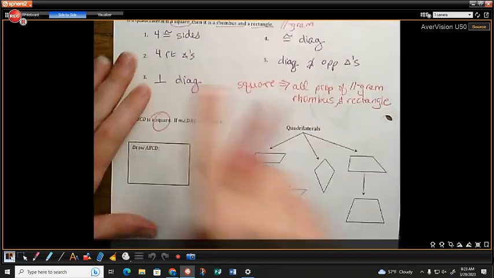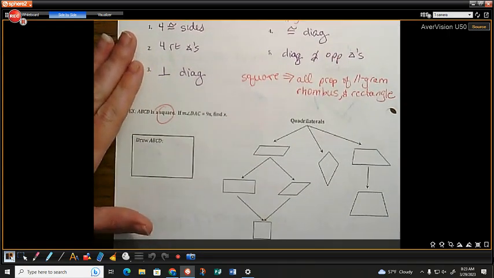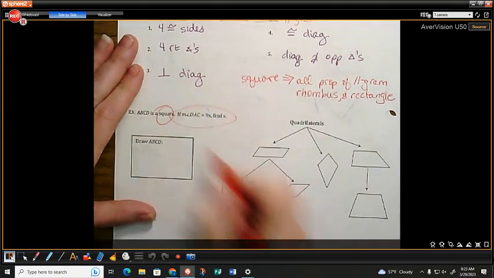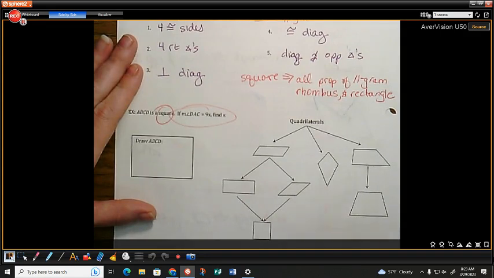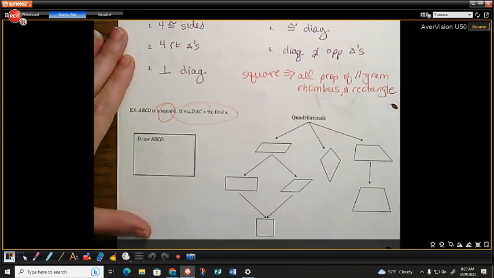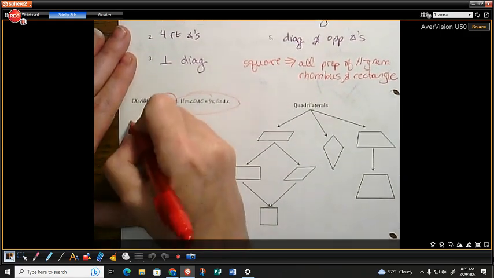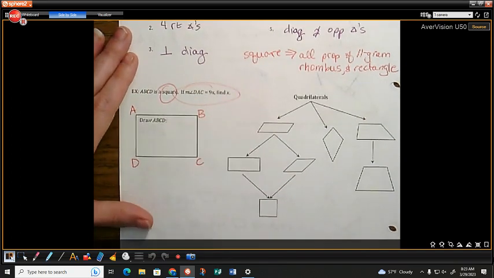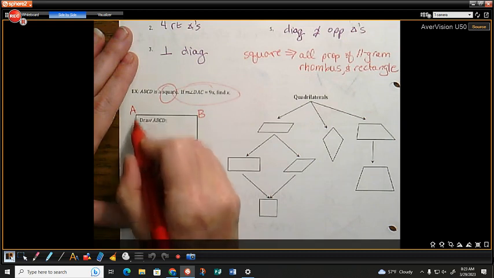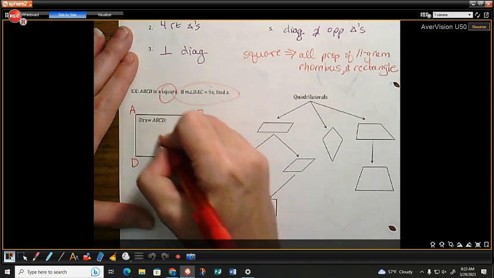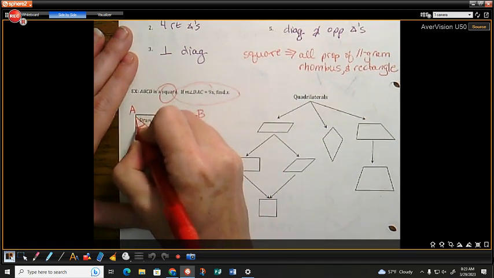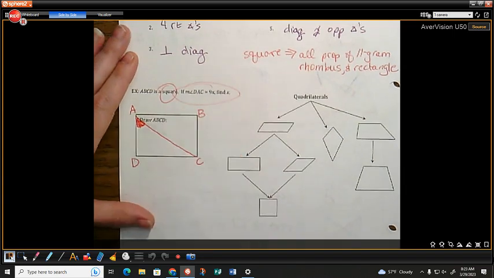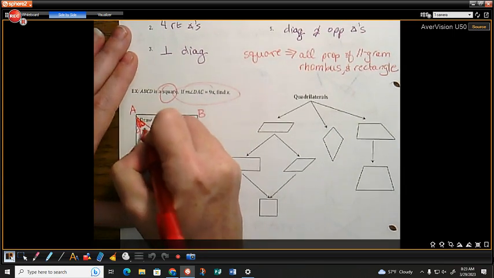Do you want to label everything right now? No, not necessarily. What are we going to be focusing on? DAC. So should I label letters first? Yes. So A, B, C, D. So angle DAC is going to be this guy, and it equals 9x.